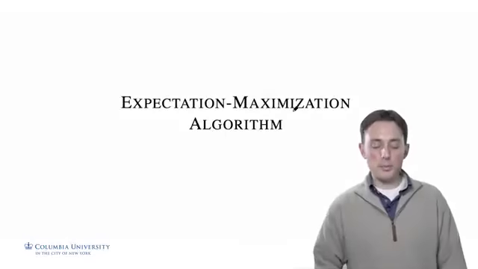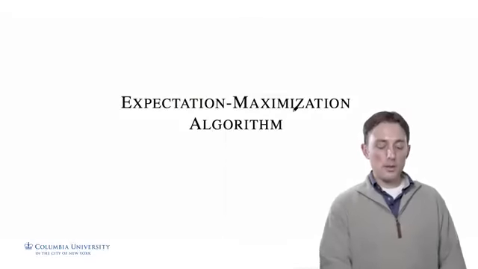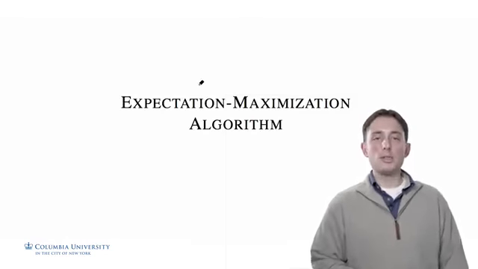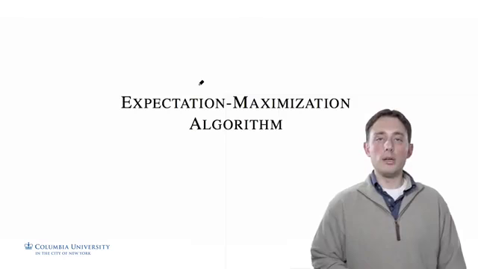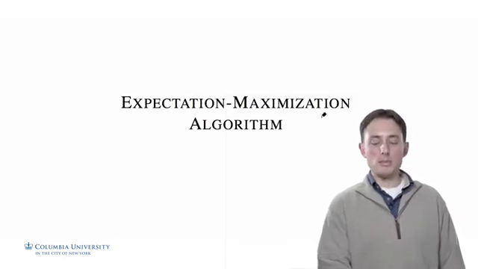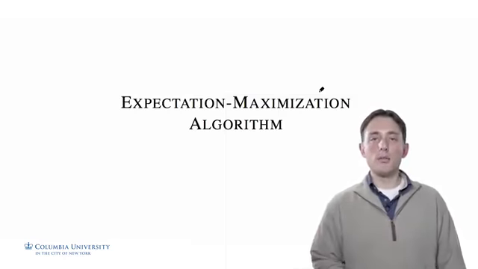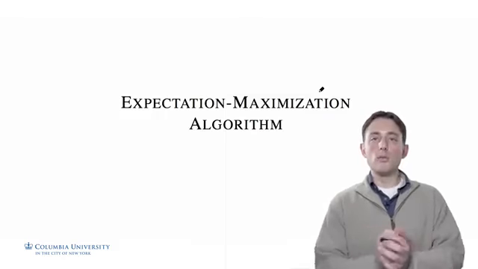EM is short for expectation maximization. Those are the two steps within each iteration. We're going to have an expectation step, that's like one part of the coordinate ascent algorithm, and then a maximization step, which is like the second part of a coordinate ascent algorithm within one iteration.